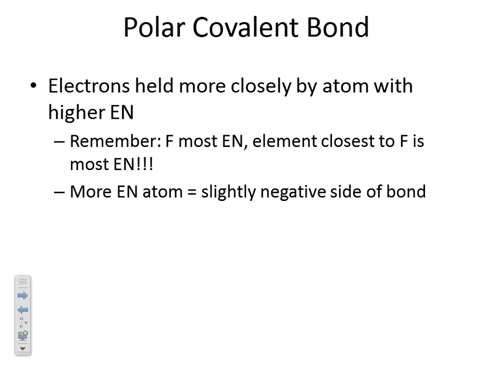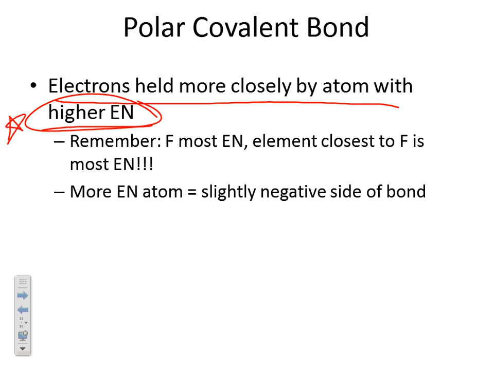In a polar covalent bond, the electrons are held more closely by the atom with a higher electronegativity. So the electrons are actually located a little bit closer to that more electronegative atom. And what that does, and this is an enormous point, is that atom with a higher electronegativity actually has a slight negative side of the bond. Because the electrons are closer to that atom, that side of the bond is a little bit negative. I'm not talking about a whole negative charge, not a whole -1, just a little hint of a negative.